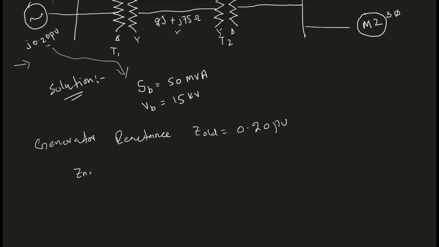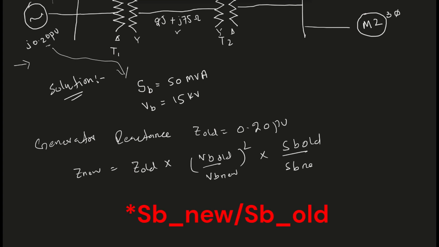Now we will convert this old value to the new value, according to the new base values. Z new is equal to Z old multiplied by VB old divided by VB new, the whole squared, and again multiplied by SB old divided by SB new.